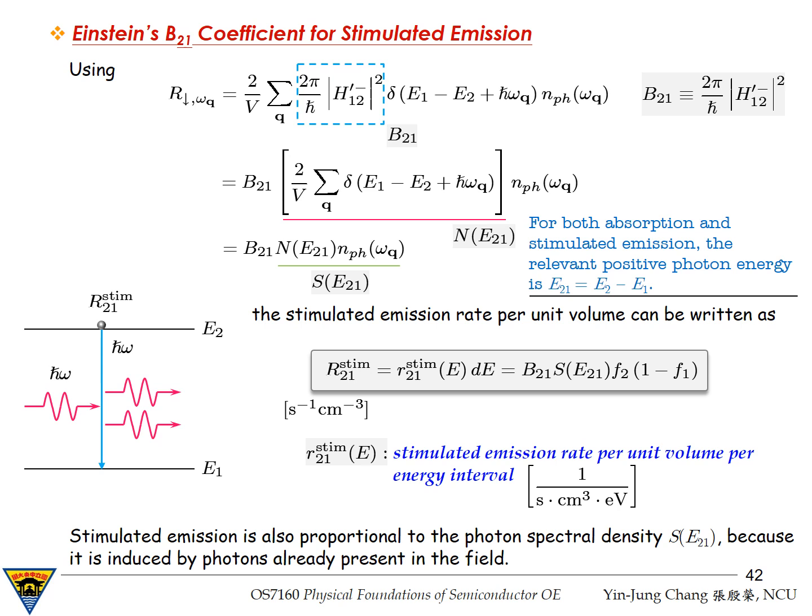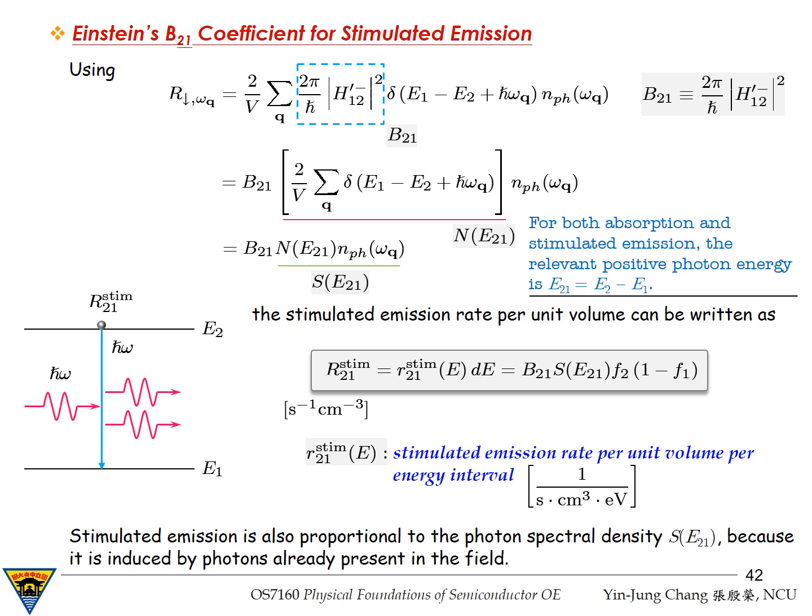Also, the factor F2 means the upper level must be occupied. The factor 1 minus F1 means that the lower energy level must be empty. For electronic transitions, this is required by the Pauli exclusion principle. So absorption and stimulated emission share an identical mathematical form. The main difference is the direction of the transition and the occupation factors.